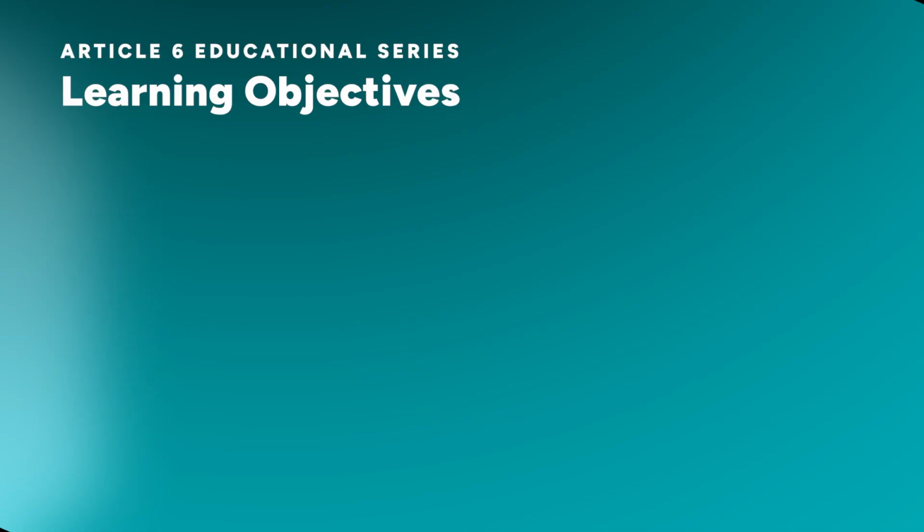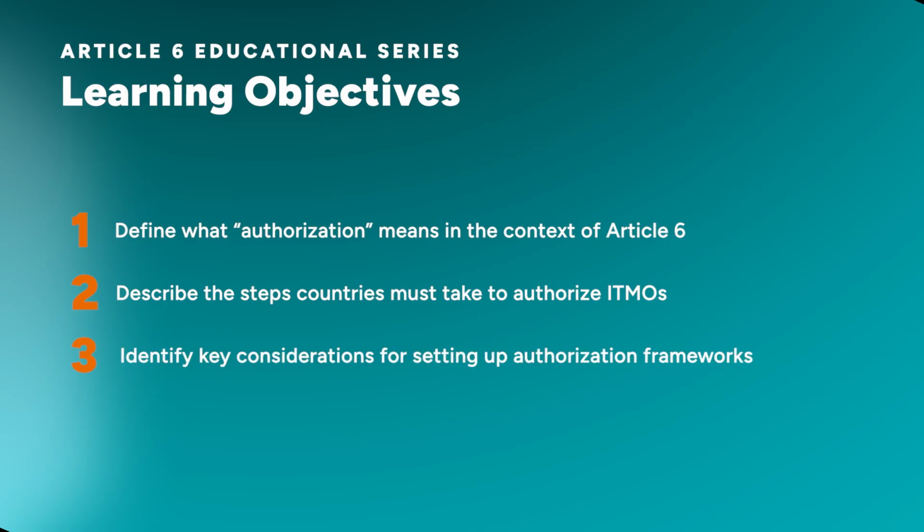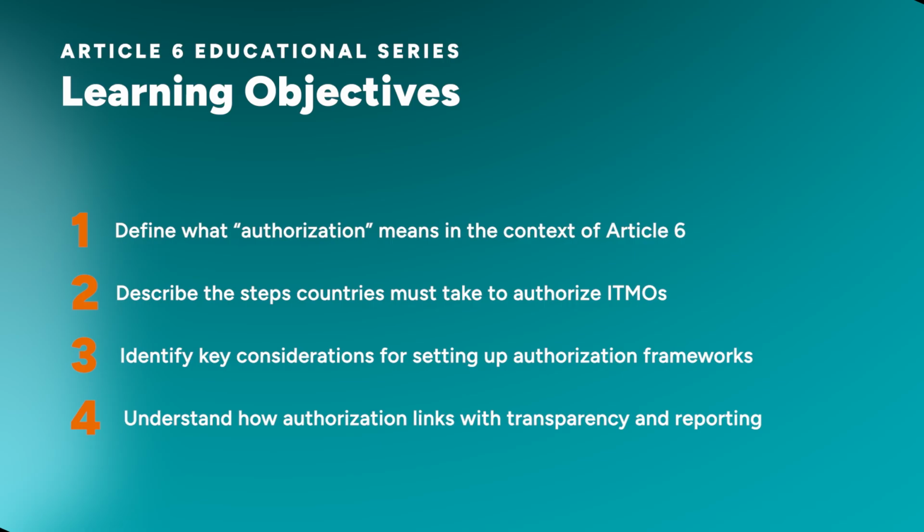By the end of this video, you'll be able to define what authorization means in the context of Article 6. Describe the steps countries must take to authorize ITMOs, internationally transferred mitigation outcomes. Identify key considerations for setting up authorization frameworks. And understand how authorization links with transparency and reporting. Let's get started.